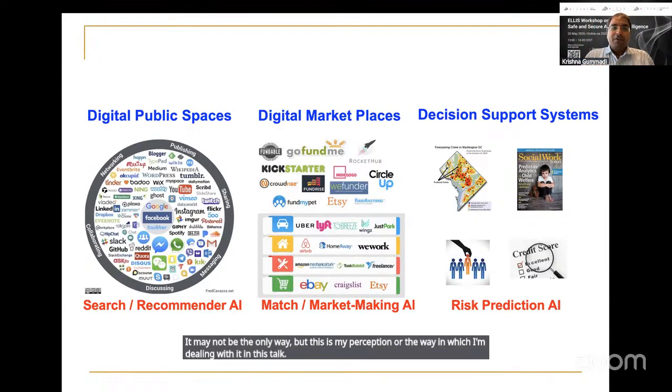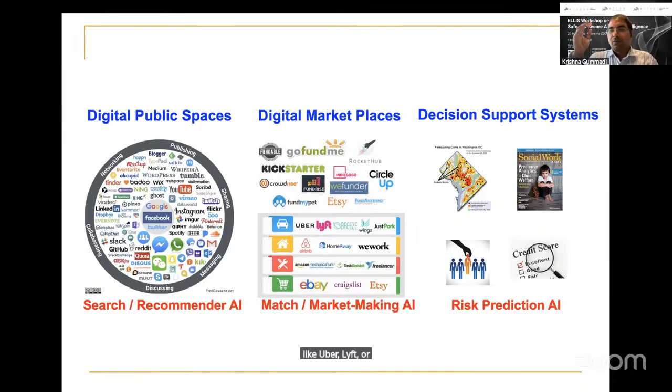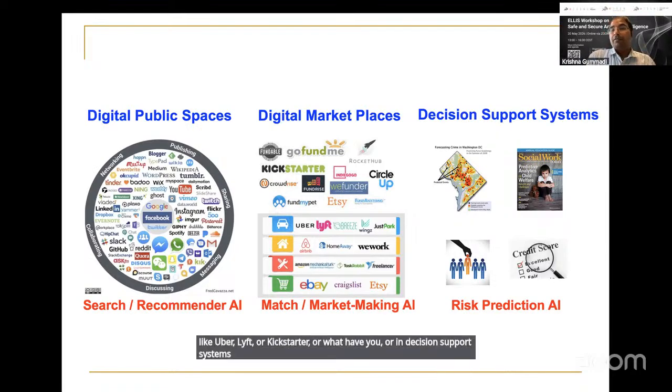So if you think about a lot of online platforms that are out there, whether it is digital public spaces like Facebook, social media platforms, Instagram, TikTok, what have you, or digital marketplaces like Uber, Lyft, or Kickstarter, or in decision support systems, you have a variety of different types of AI models that are used. They range from search and recommender AI to match and market making AI to risk prediction algorithms and so on.